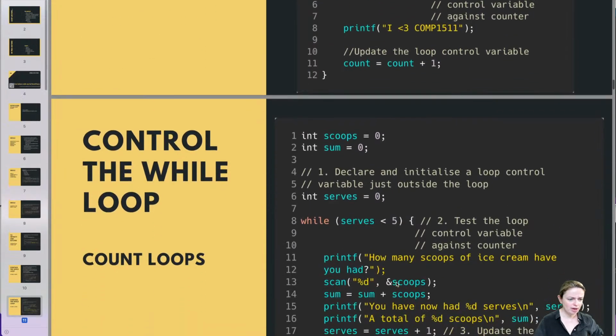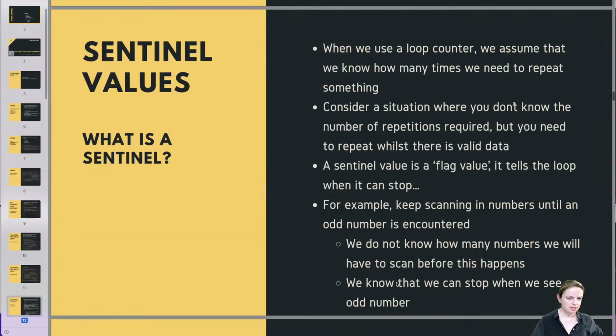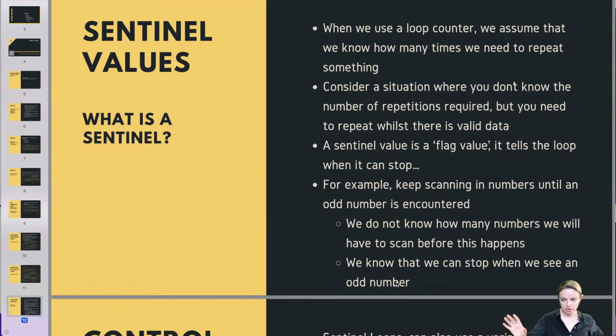Okay, so that was one way, count. We kind of did an example. We'll go back to it. Don't worry, we're still going. Then there is another way to control a while loop, and that's to do a Sentinel while loop. Now, what does Sentinel mean? Has anyone heard of the word Sentinel when it's used in this sort of coding context?